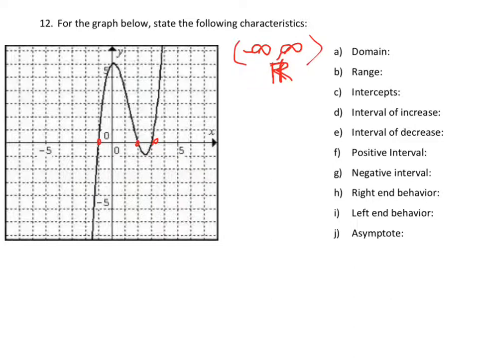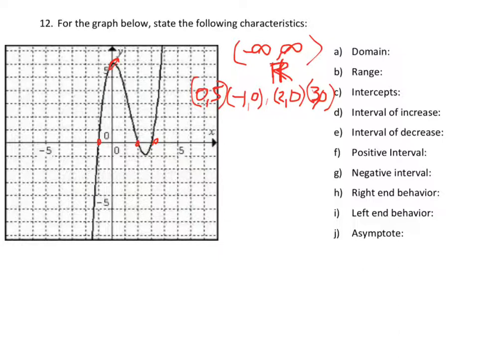Again, it's actually looking like a really similar graph here. At (-1, 0), (2, 0), and (3, 0). And there's one more, the y-intercept there, which is (0, 5). So quite a few of those.